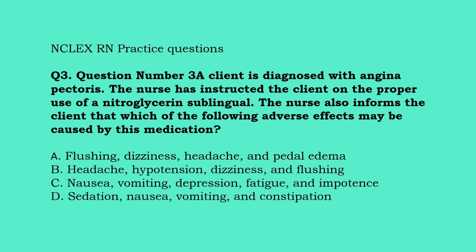NCLEX-RN Practice Questions. Question 3. A client is diagnosed with angina pectoris. The nurse has instructed the client on the proper use of a nitroglycerin sublingual. The nurse also informs the client that which of the following adverse effects may be caused by this medication? A. Flushing, dizziness, headache, and pedal edema. B. Headache, hypotension, dizziness, and flushing. C. Nausea, vomiting, depression, fatigue, and impotence. D. Sedation, nausea, vomiting, and constipation.